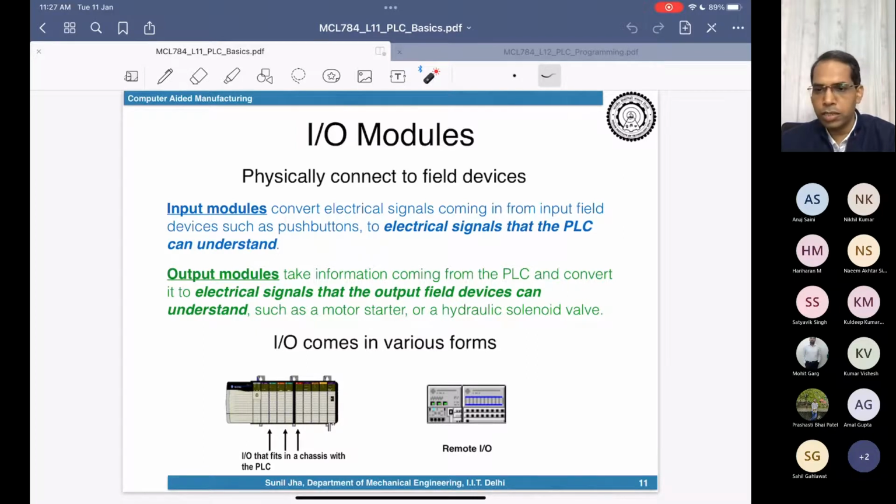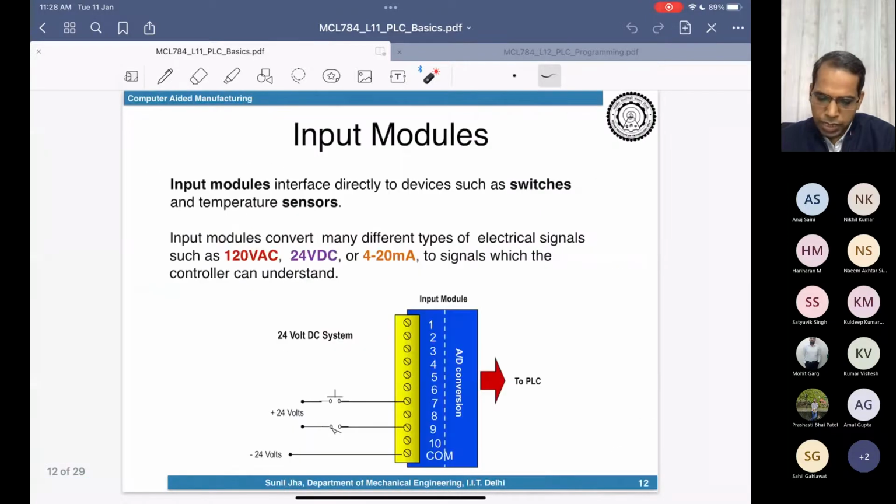Same is the case with the output modules. Once my PLC generates a logic high signal, this high will be 1.8 or 3.3 volt. But my relay, or my valve, will be operating at 24 volt. So this level shifting, or signal conversion, will happen in the output module. There's an amplification of that voltage, so that I will be able to drive a motor or a solenoid from the output port. So that is the way the input output modules play a very important role over here.